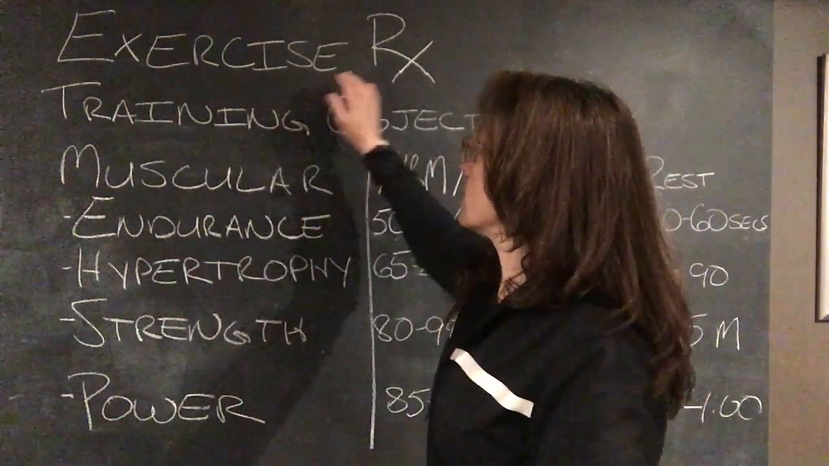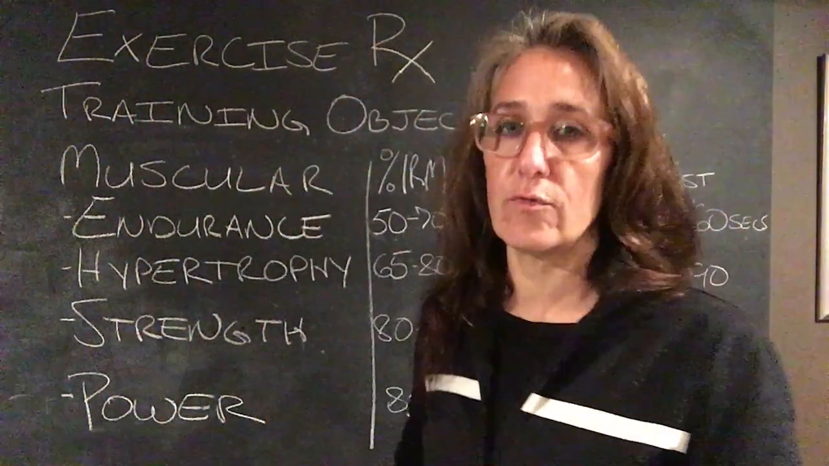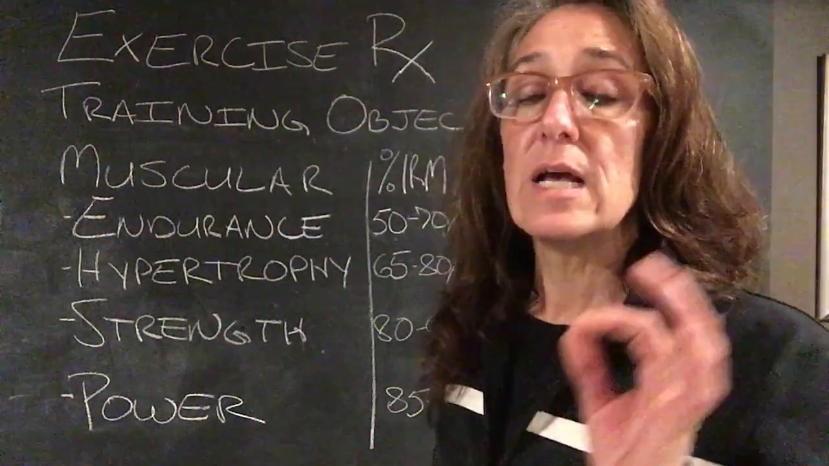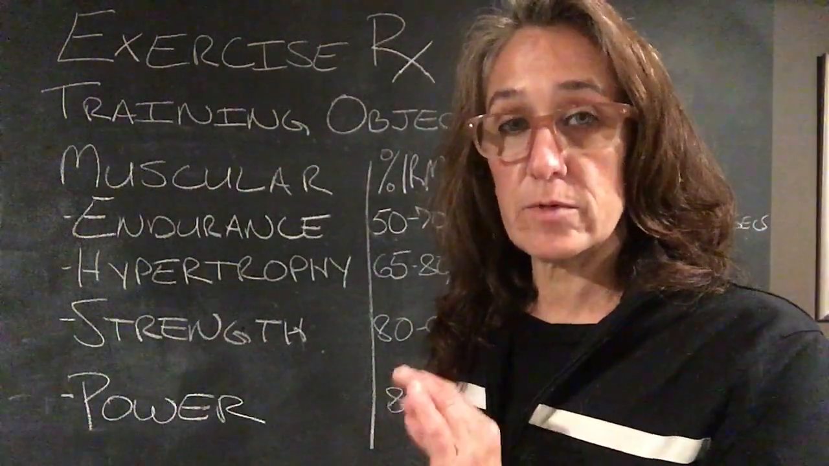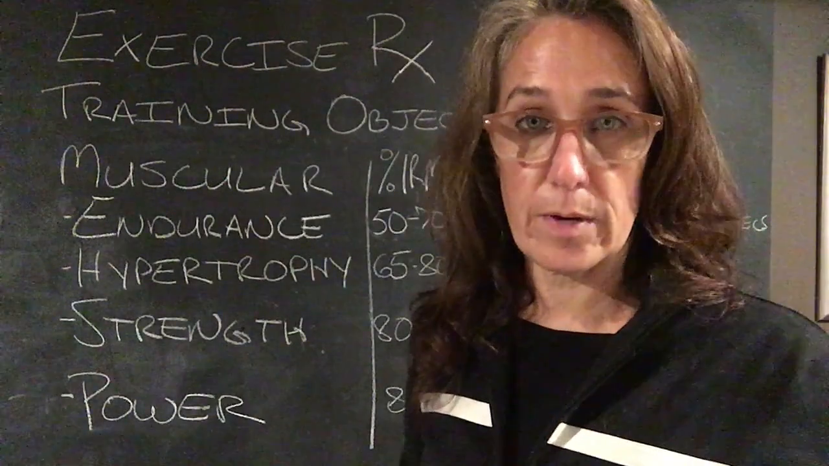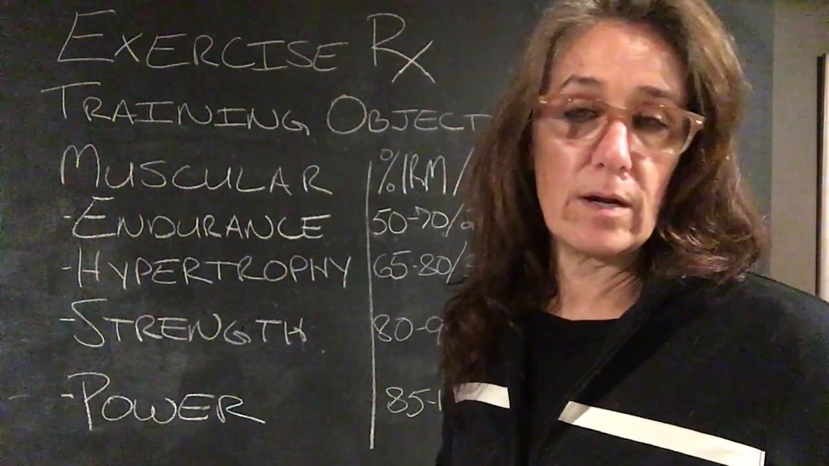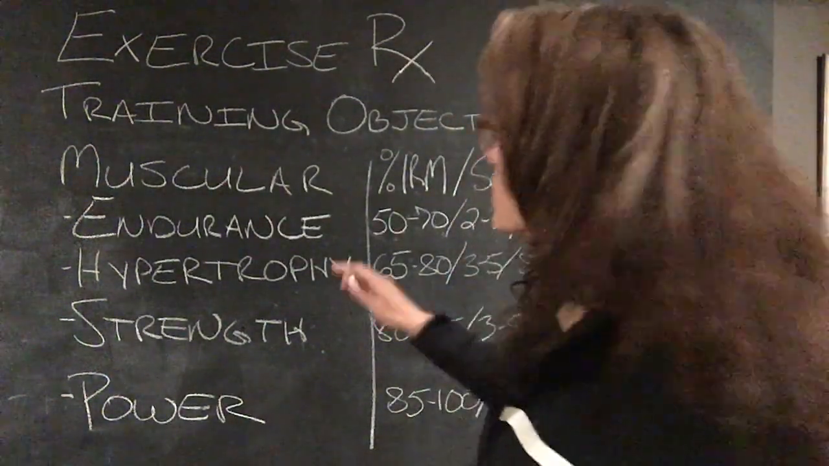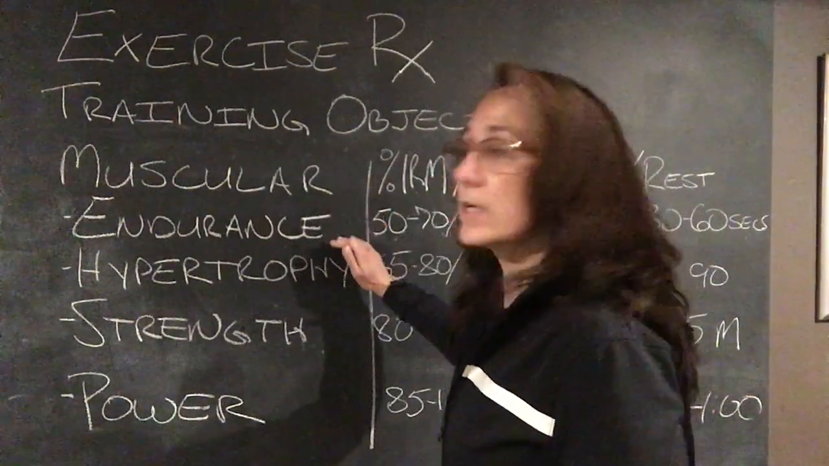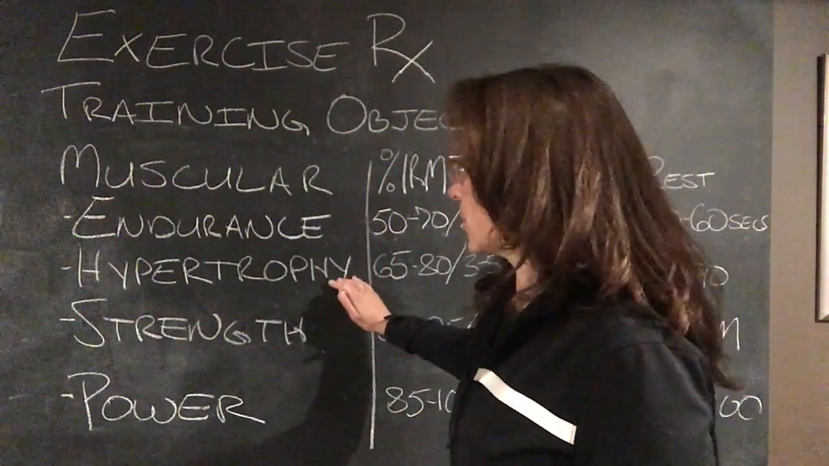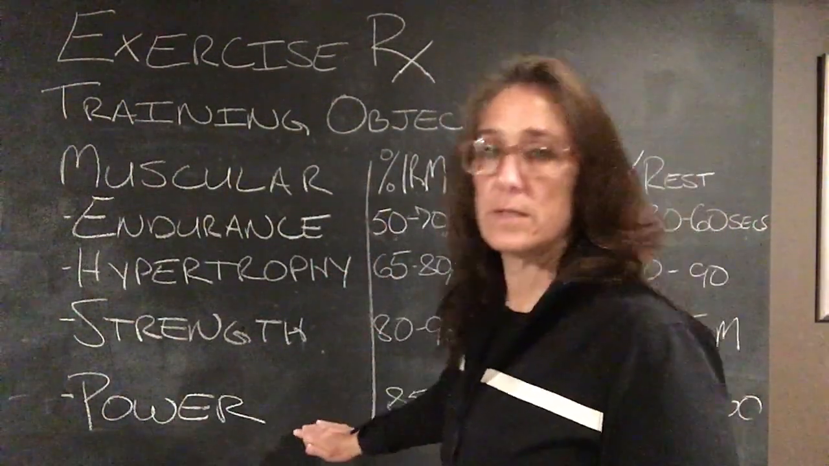exercise prescription. There is a specific prescription in order for you to meet that training objective. Goals are different from training objectives. A goal is an aspiration. I want to get fitter, I want to look better, I want to feel better. A training objective specifically is muscular endurance, muscular hypertrophy, muscular strength, or muscular power.